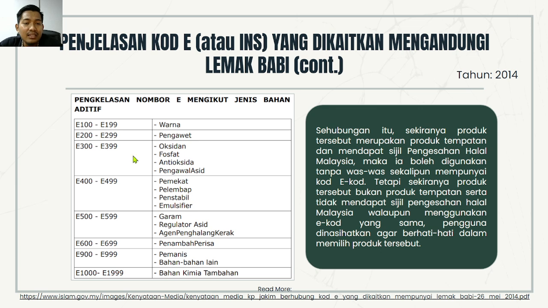So in general, different code number will have different type of additive lah: colouring, preservative, antioxidant, pemekat, pelembab, stabilizer, emulsifier, and etc. Same goes with INS number lah. So in general, E number or INS number has no issue with the haram status. First thing first, we have to verify the JAKIM halal lah kan. And secondly, the E number or INS number cannot verify the halalness of our product lah. So we have to check in detail the list.